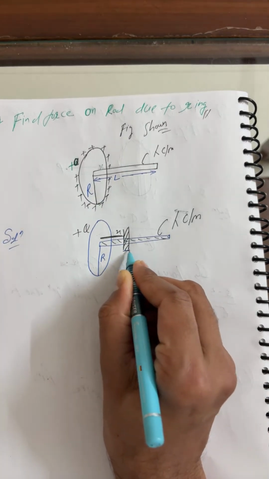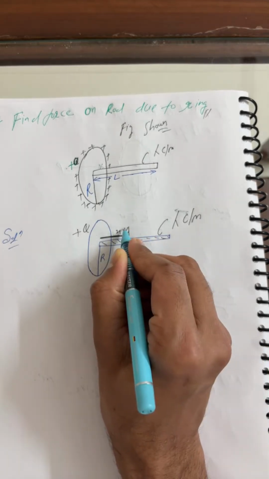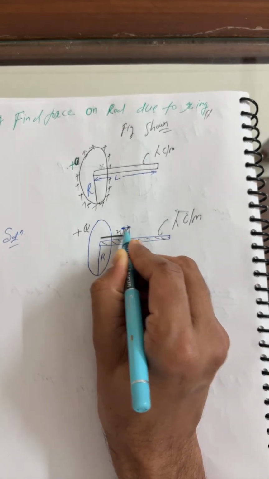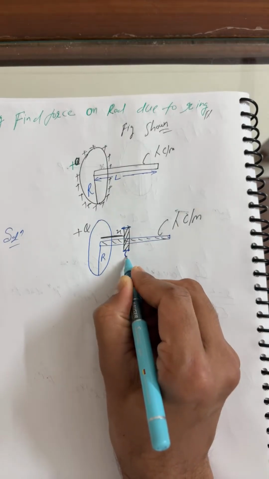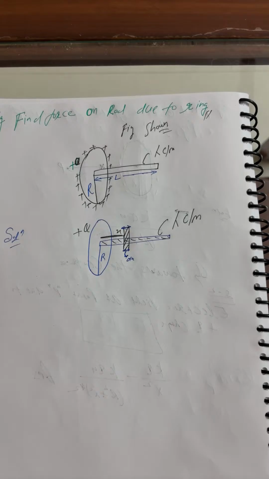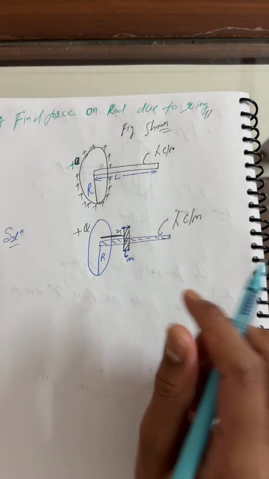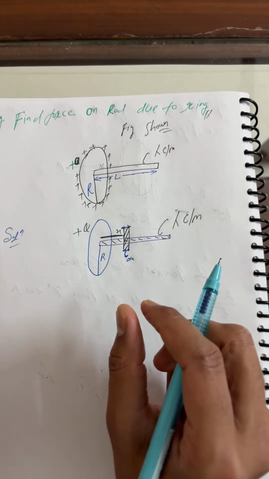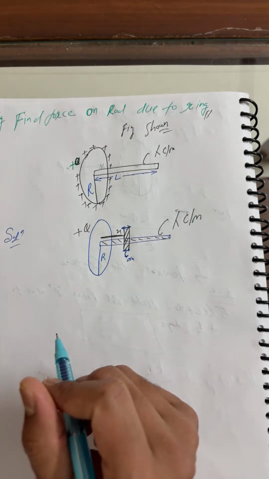So now, this is what you can see, dx. Since we have to move x, this is dx, right? So I have taken an element. I can see an element on a rod.